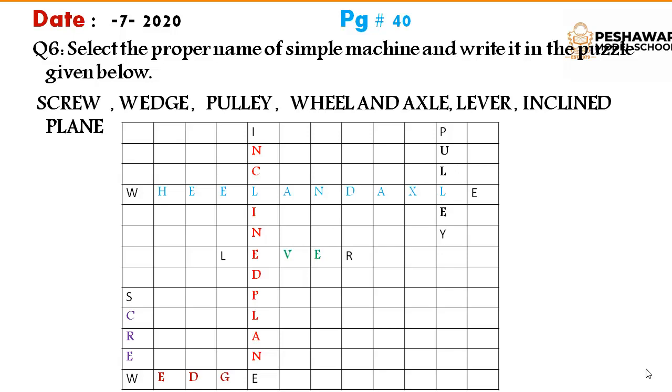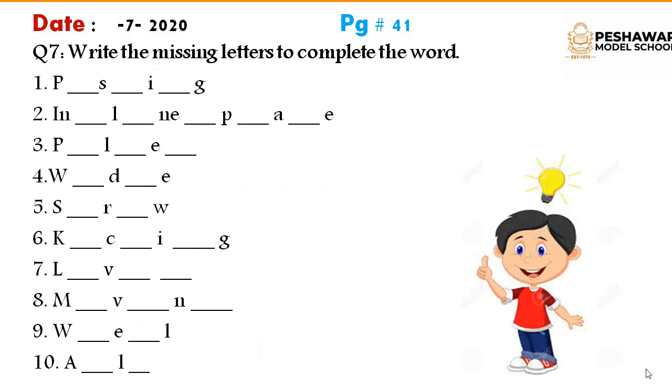Now we'll move towards another page, that is page number 41. Here question number 7 is, write the missing letters to complete the words. Different words have been given to you and you have to write the missing letters. Number 1 word is pushing. P-U-S-H-I-N-G, pushing.